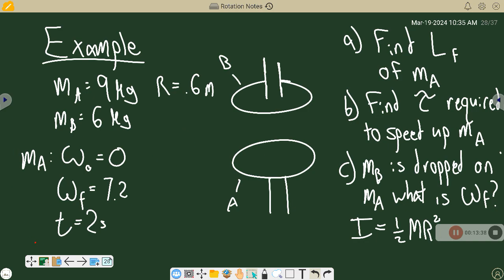Over here, we're told a little bit of information about the motion of disc A. It starts from rest and speeds up to 7.2 radians per second over the course of 2 seconds. And all the way over here, I've written our questions. Part A, find the final angular momentum of mass A. Part B, find the torque required to speed up mass A to that angular momentum. And part C, mass B is going to be dropped on mass A. They're going to hit and stick together. We have to figure out their final velocity. By the way, I've provided the rotational inertia for a disk. All right, let's go about solving this one.